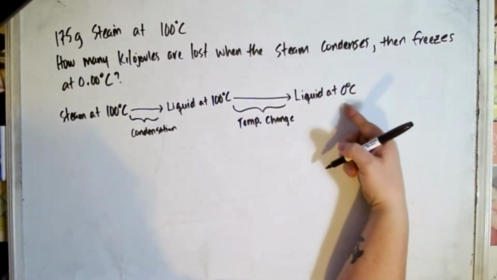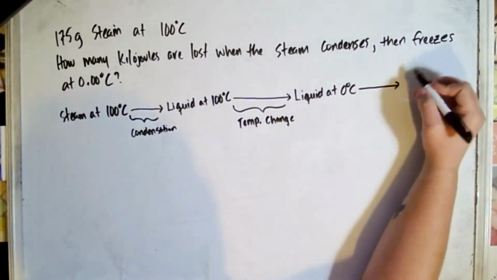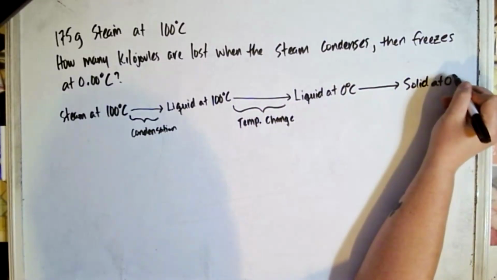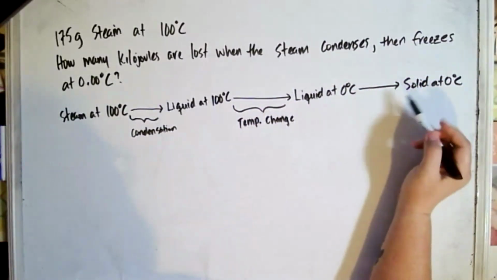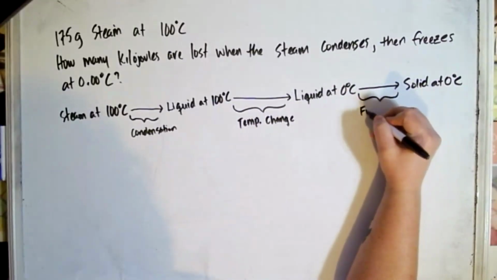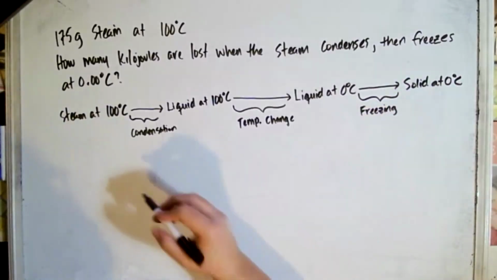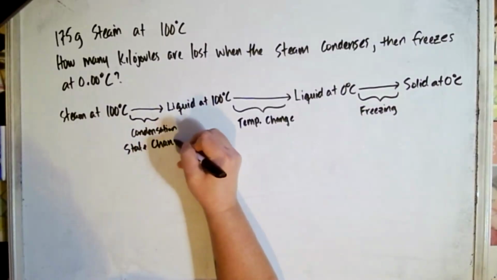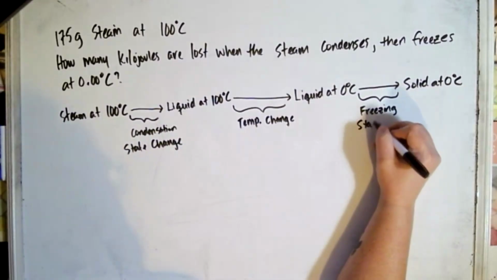But I want to freeze this liquid. So my liquid at 0 degrees Celsius is going to turn into a solid at 0 degrees Celsius. And this transition from liquid to solid, that's freezing, which is another state change. Okay, so I have a state change and then a temperature change and then another state change that's happening.